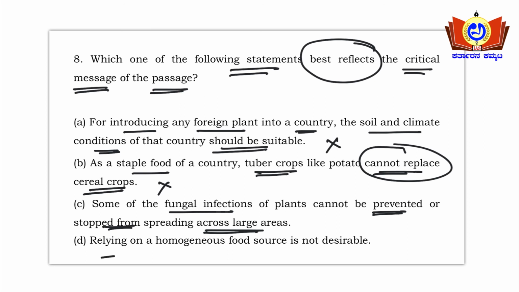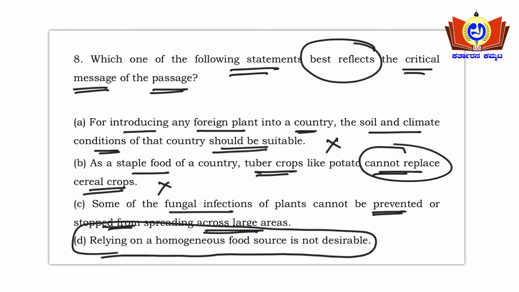So relying on a homogeneous food source is not desirable. So option D, which is the statement that best reflects the critical message of the passage, is the right answer. Okay, so moving on to the next question.